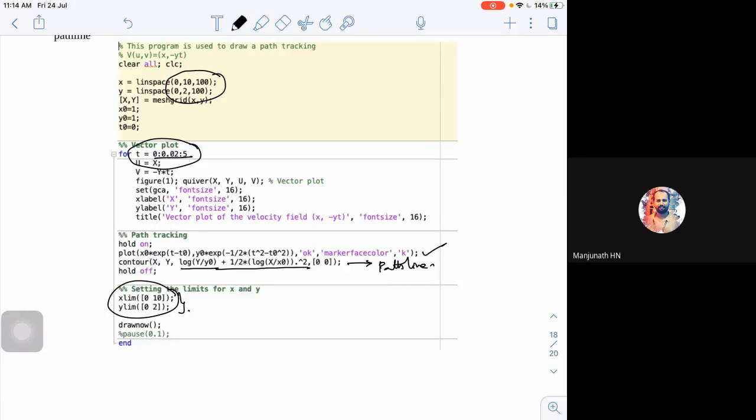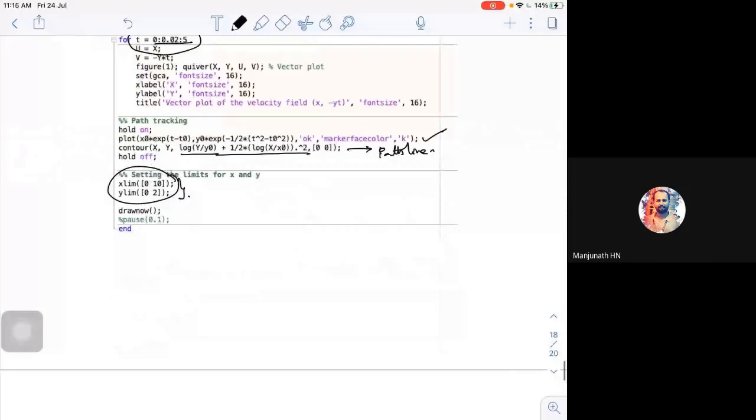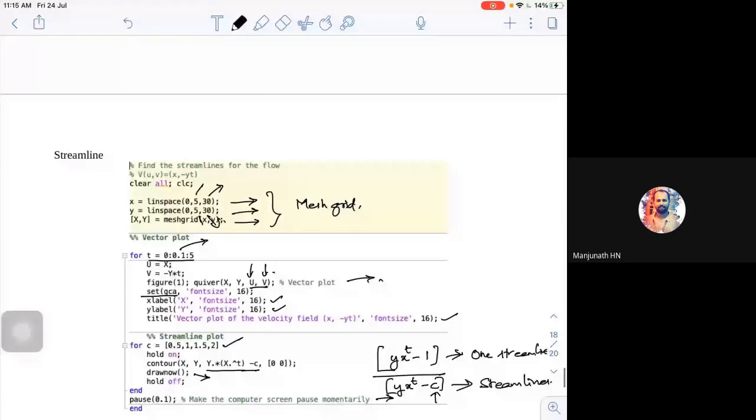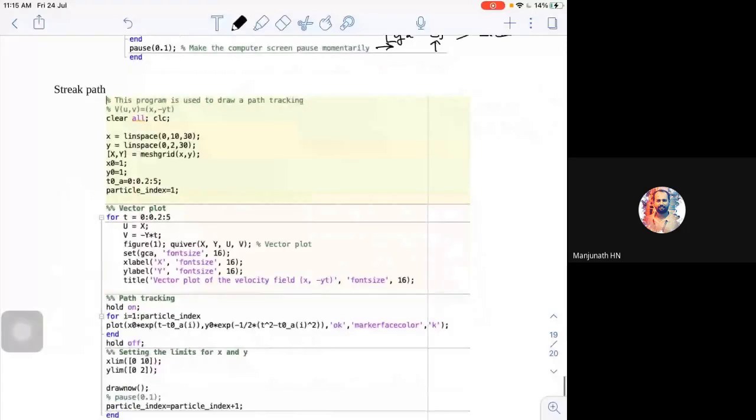Okay. Because someone is asking, what is QR? QR is an inbuilt function to plot the vectors, or vector plots. Fine. So this is about your path and path line. The last thing I'm going to discuss is the streak and the streak line, whatever it may be. Then we'll go to run the code.